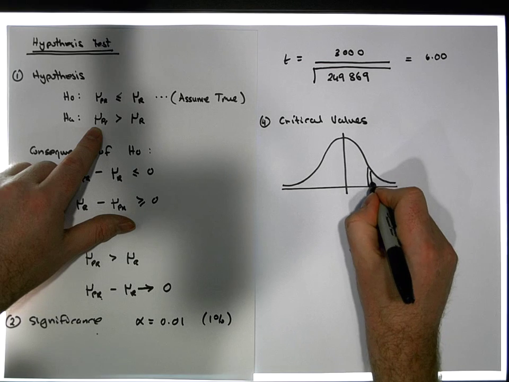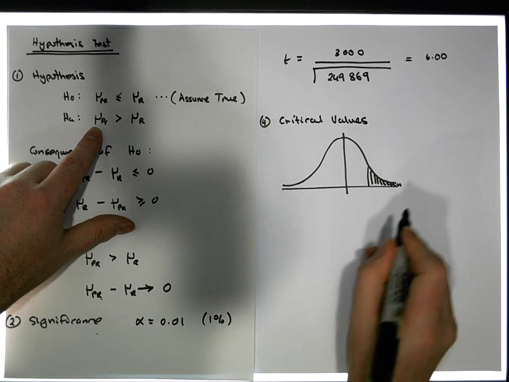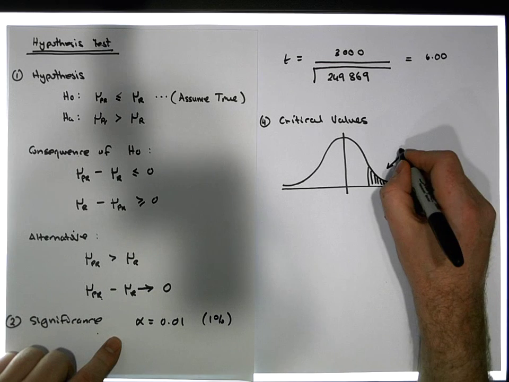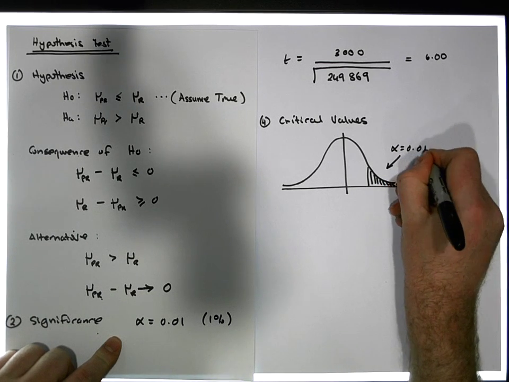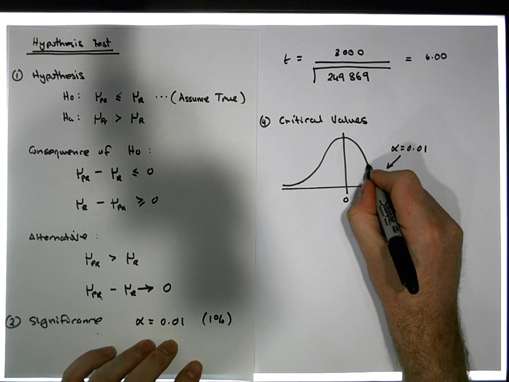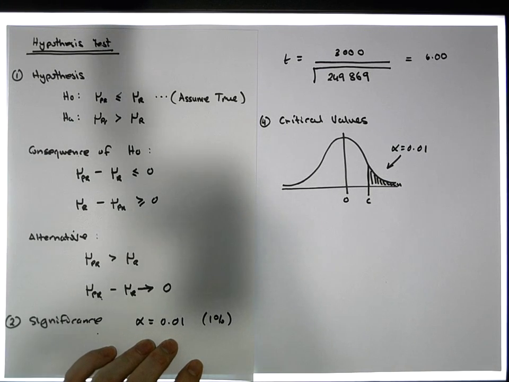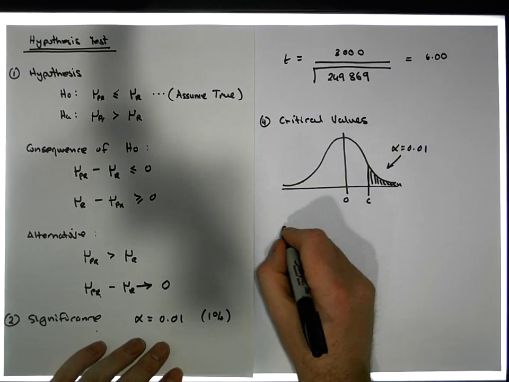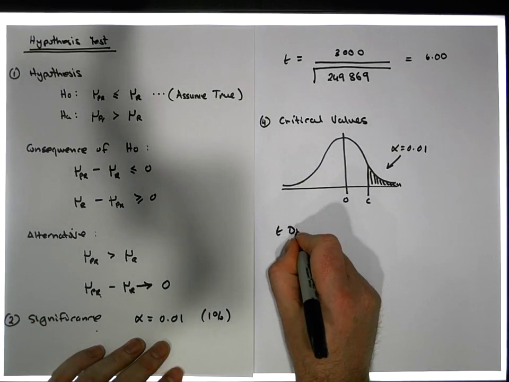It's a right hand tail test, and what we're going to put in that tail is all of the significance: alpha equal to 0.01 goes in there. Don't forget this is centered on 0. So the question is, what is that critical value? To find it, we have to go to our t-distribution tables.